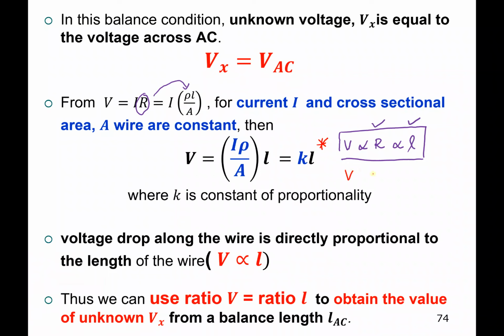Because we know V equals IR, V is directly proportional to R. But you also know R equals rho L per A, so R is directly proportional to L. So we come up with the relationship V directly proportional to R and directly proportional to L. Therefore, we can use the ratio of V, the ratio of L and the ratio of R to solve the potentiometer problem. We will explain this more clearly in the example video.